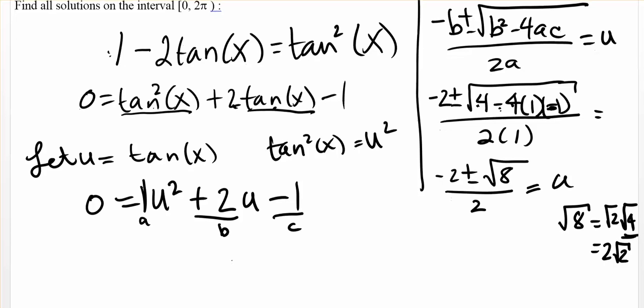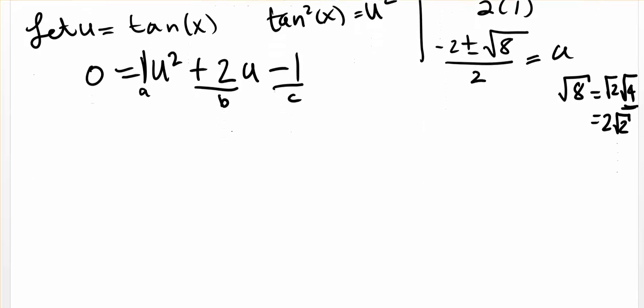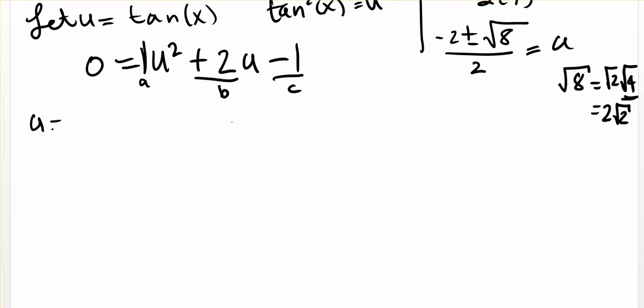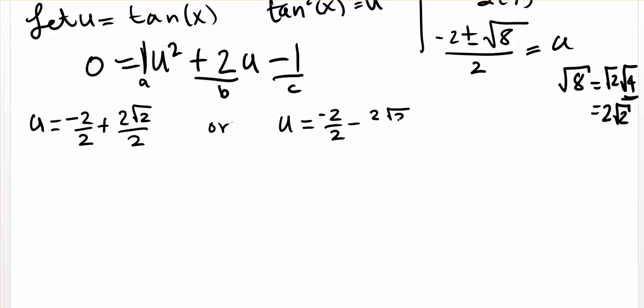So if we can give ourselves some more space, then we know that u is either equal to negative 2 over 2 plus 2 square root 2 over 2, or u could be equal to negative 2 over 2 minus 2 square root 2 over 2. So when you have more than one term in the numerator, you don't want to forget that all terms are divided by the 2.